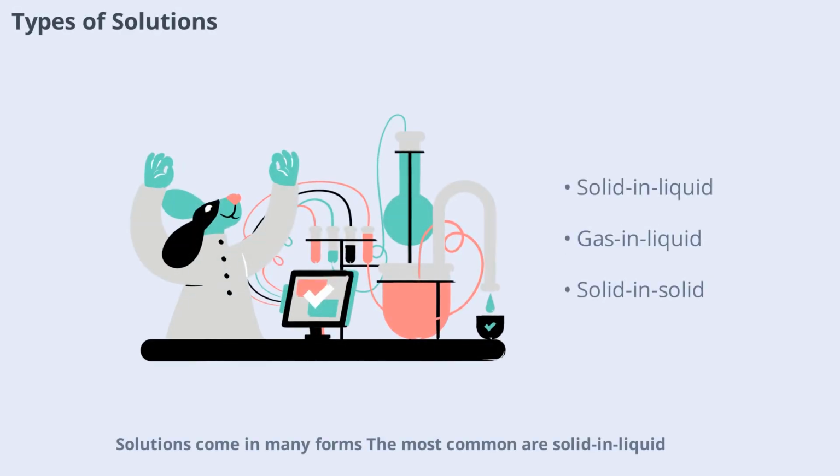Solutions come in many forms. The most common are solid and liquid, like sugar and water, but there are also gas and liquid solutions, such as carbon dioxide and soda, and even solid and solid solutions, like alloys. Each type of solution has unique properties and uses. By understanding the different types, we can better appreciate the diversity of mixtures that exist in nature and technology.